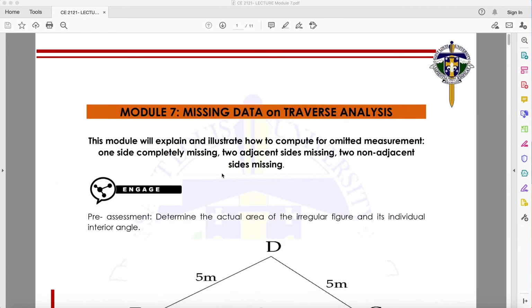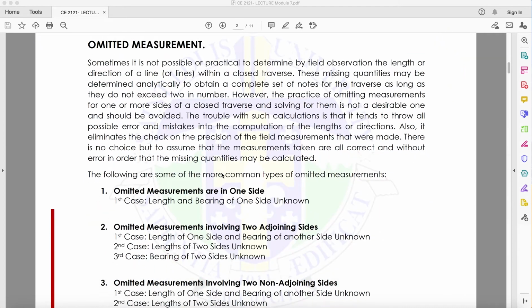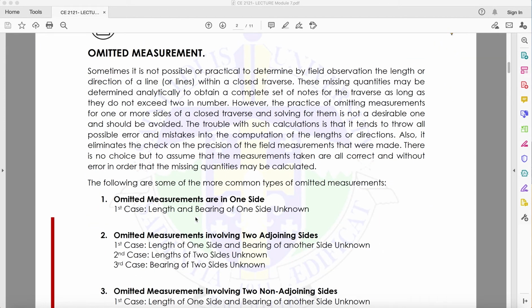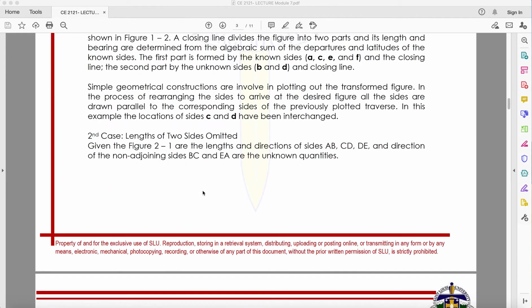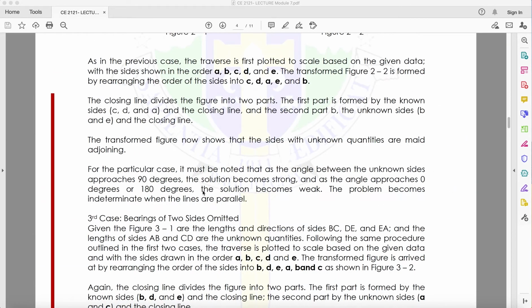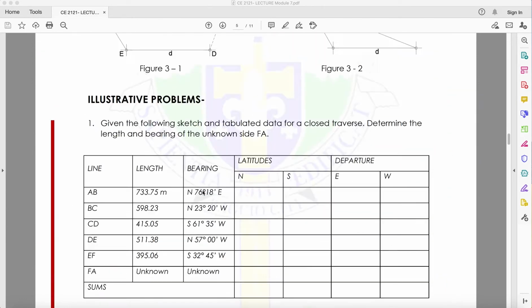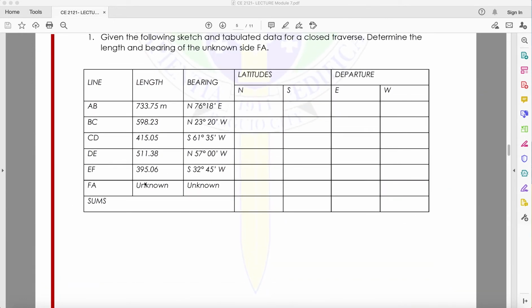If you remember, we have here one side unknown, omitted measurement: the length and the bearing of one side is unknown. So what we will be doing is using the misclosure method, wherein the misclosure would be the total length of FA, and the latitude and the departure of that would give the bearing, using the tangent of the departure over the latitude.